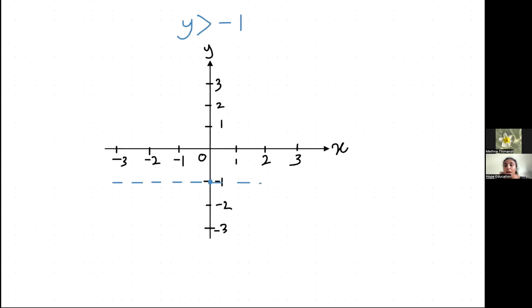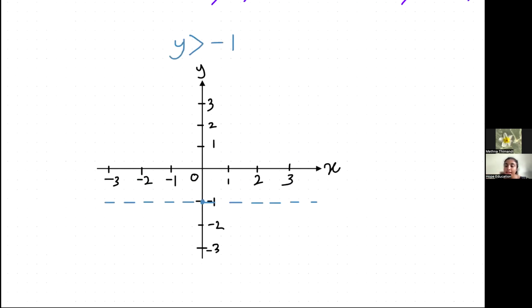After drawing the dashed line, when I say y is greater than -1, the y values greater than -1, that is 0, 1, 2, 3, they are on this side. So you shade this whole region like this.